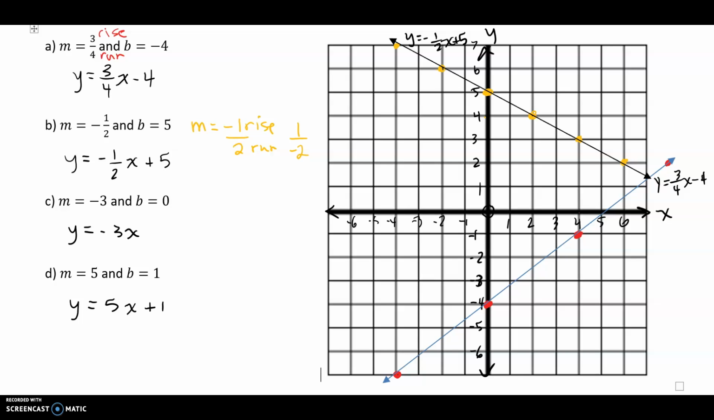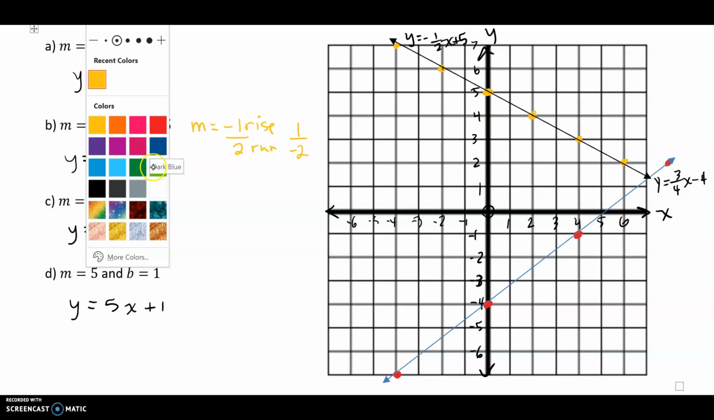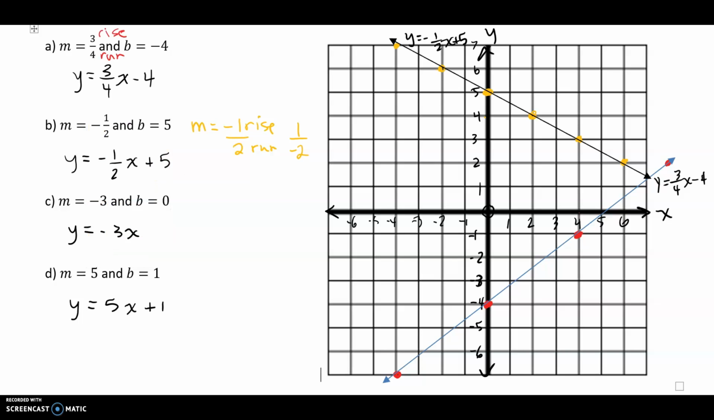So for our next one, we'll change colors here. Our next line is a slope of negative 3 and a b value of 0. So if our b is 0, we know we're starting right on the origin. If I have a slope of negative 3, we know that's the same as negative 3 over 1. So negative 3 is my rise and 1 is my run. So I'm going to start at the origin, which is my b value. I'm going to go down 3 because it's a negative 3, 1, 2, 3, and to the right 1. Down 3 and to the right 1.